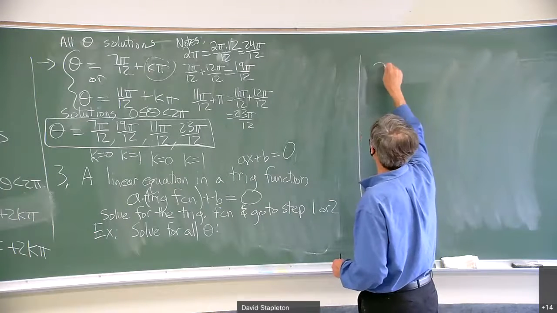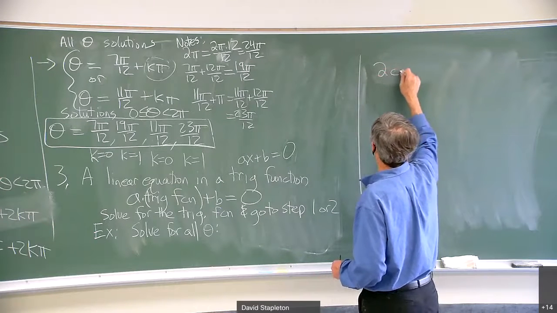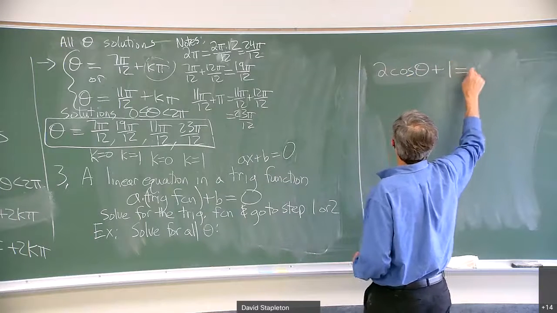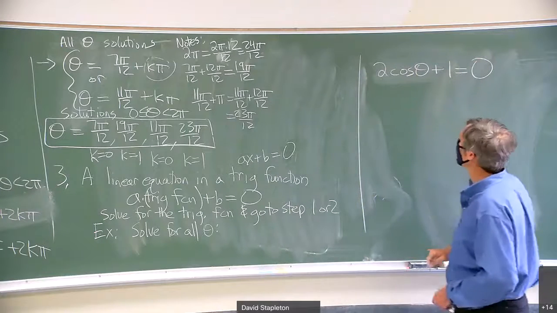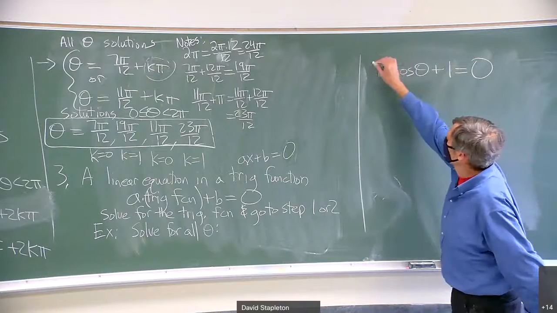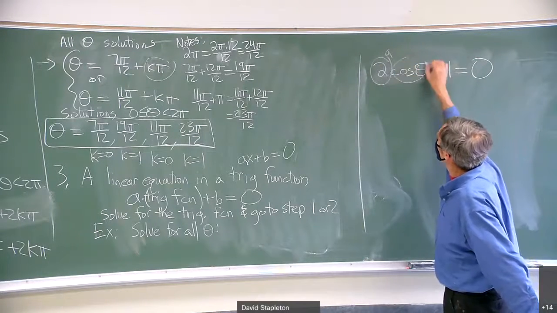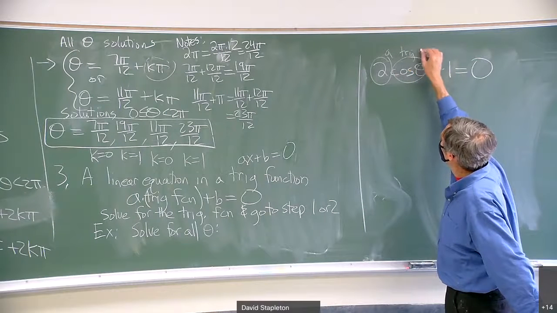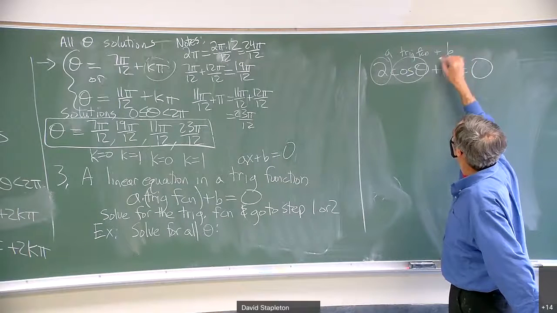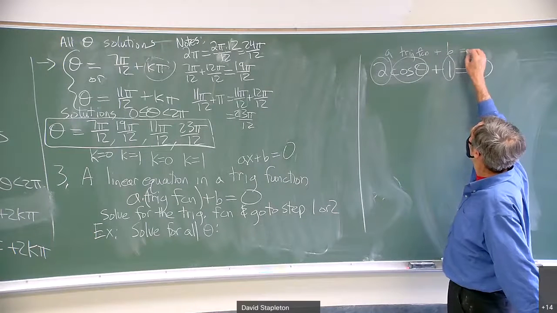The equation 2 times cosine theta plus 1 equals 0. What if I have that one? You recognize it's just an a times trig function plus b equals 0.